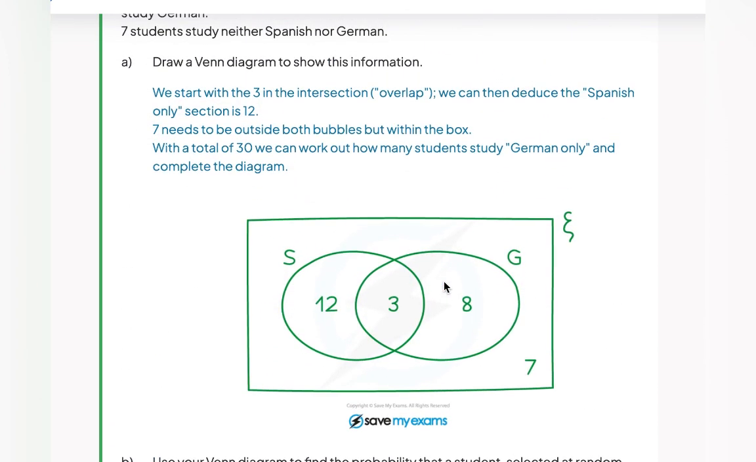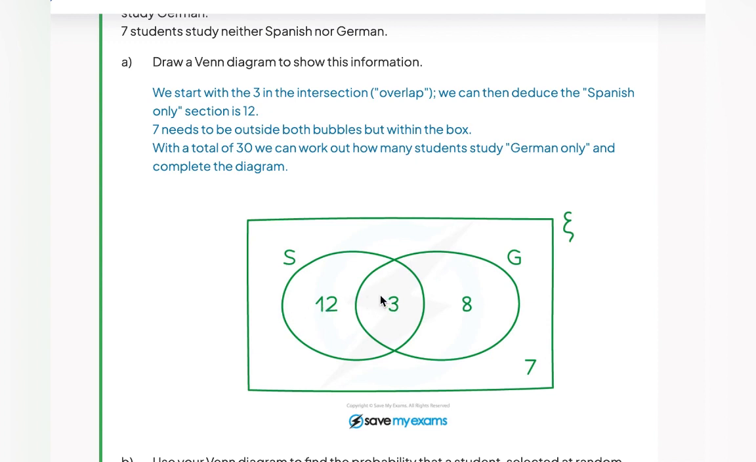So here we're going to look at those who study Spanish only. The whole Spanish is here, which is 15. But we're not looking for the whole Spanish, because if you include this overlap, these 3 students, they also do the German language. So we're not going to include them. We're only going to consider those who do Spanish only. Students in the class that do only Spanish, but they don't do German.